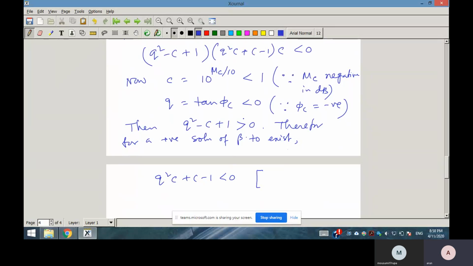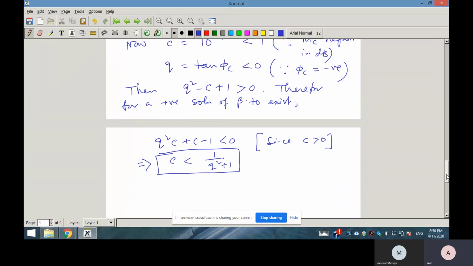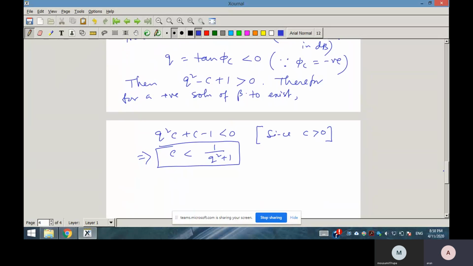Since C is greater than 0, this will imply what? C should be less than 1 by Q square plus 1. So this is the necessary and sufficient condition for positive solution of beta to exist.